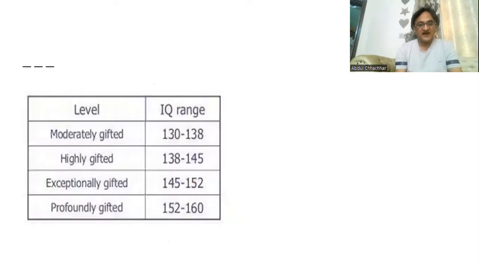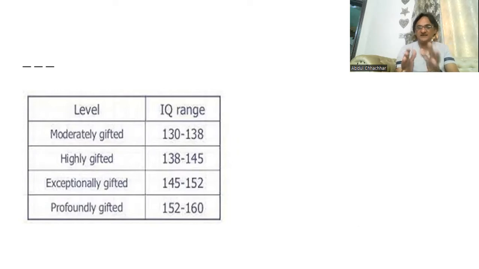This is the IQ level from 130 to 138, the highly gifted level. So what is the common IQ range? Okay, when we call that, it's from 140; above 140 is called highly gifted.